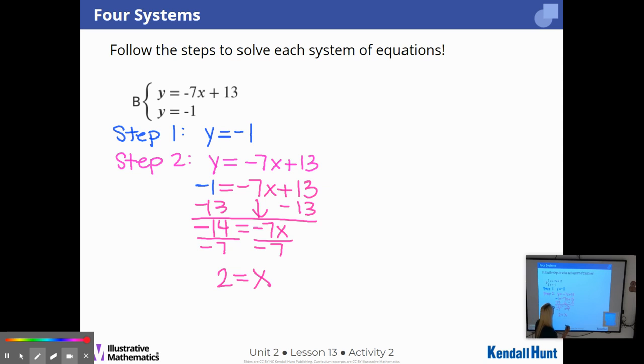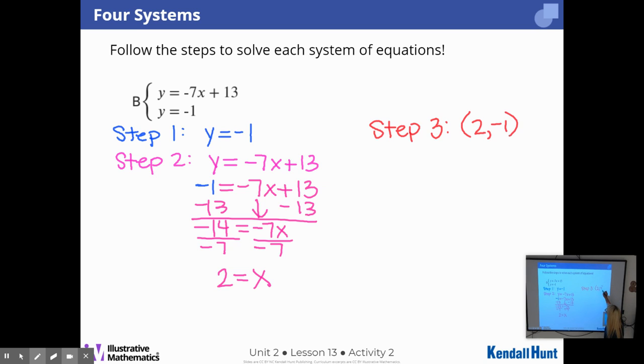And step 3 is to write our answer as an ordered pair. So we have y is -1 and x is 2. So we have 2, comma, -1. Because in an ordered pair, your x value always comes first and then your y value.